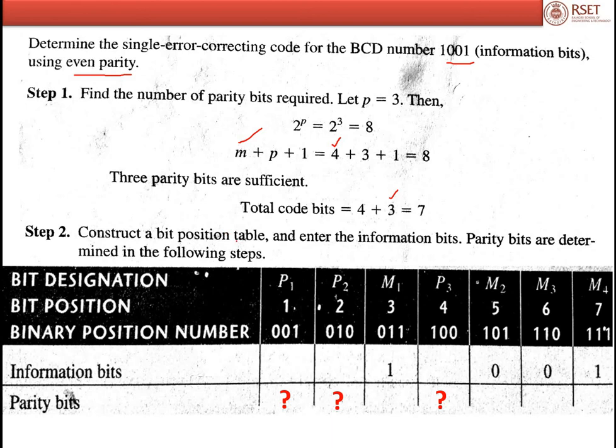Next we have to construct the bit position table and enter the information bits, that is 1001. We require 7 positions. Their binary position numbers are represented by 3 bits. So the information bits are written here. Now we have to find and assign values for parity bits P1, P2, P3.